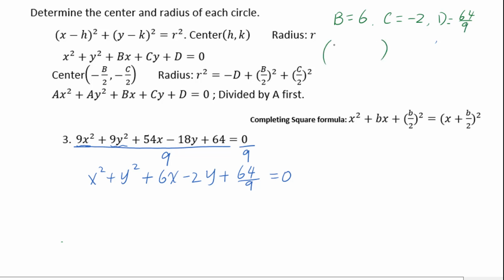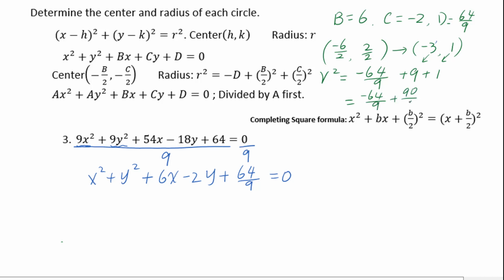So for the center, negative b over 2 will be negative 6 over 2. Negative c over 2 will be 2 over 2. So you get (negative 3, 1). For the radius, r squared equals negative 64 over 9 plus this square, which gives you 9, and this square, which gives you 1. Then you get negative 64 over 9 plus 90 over 9, that equals 26 over 9. So the radius will be the square root of 26 over 3.